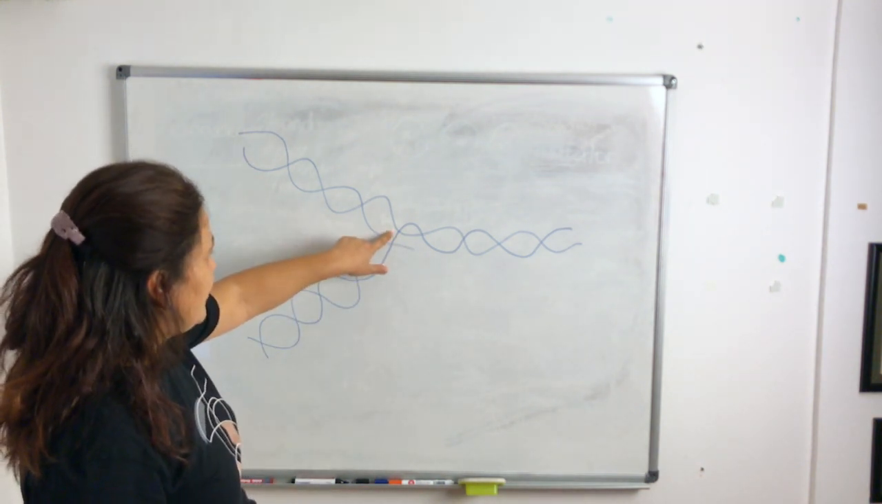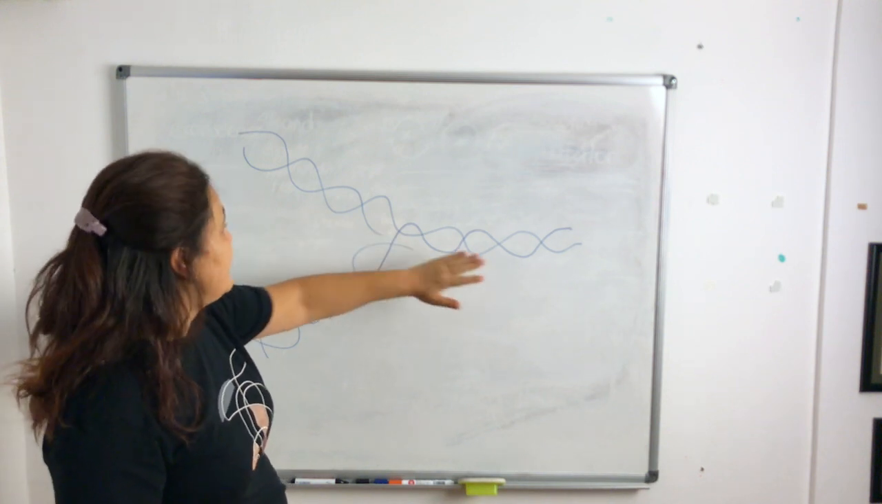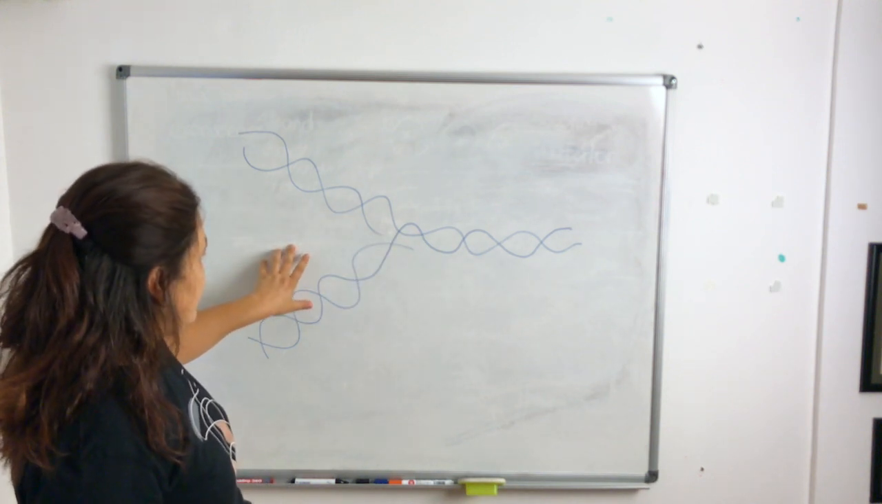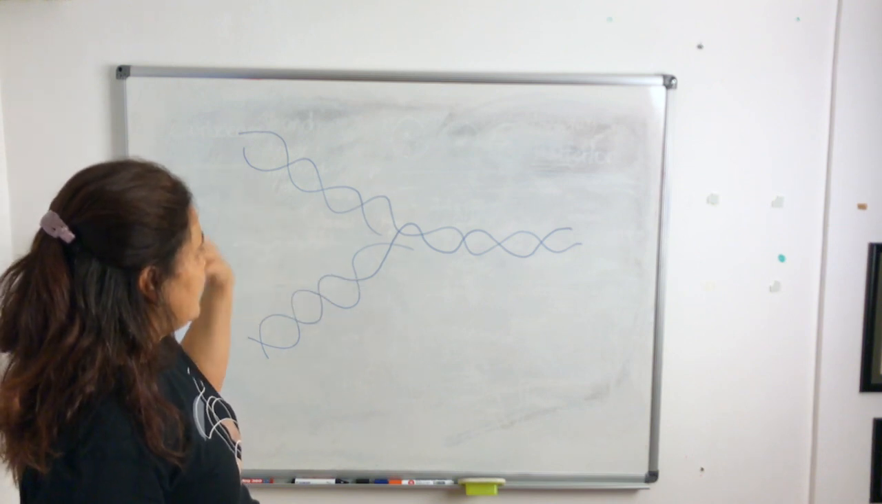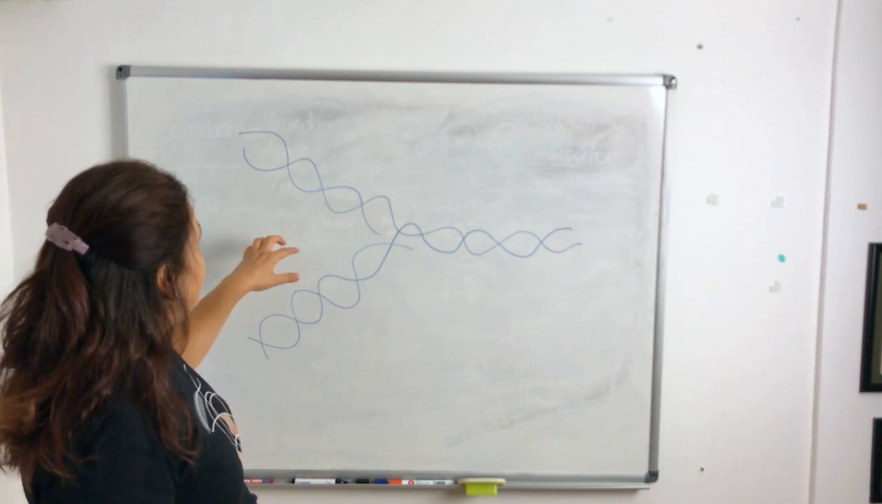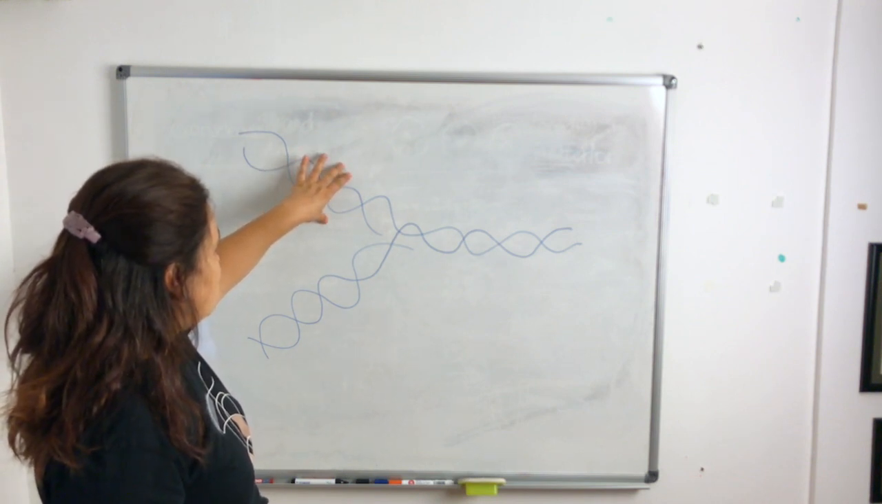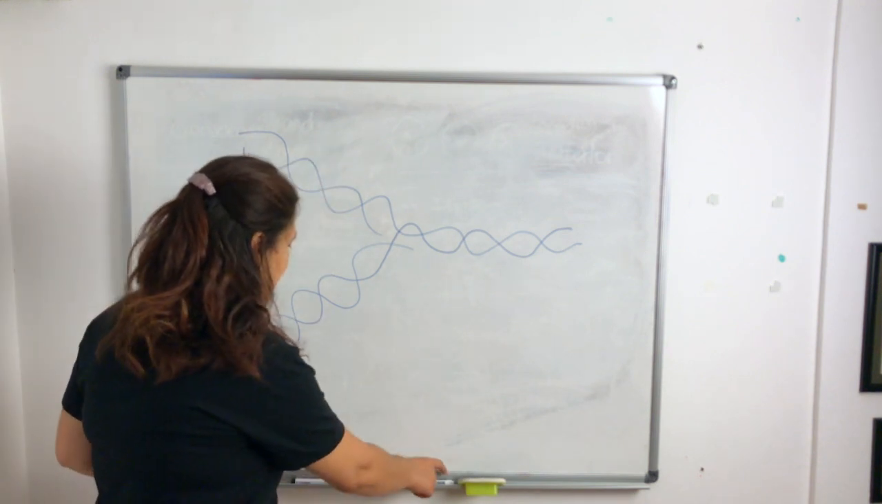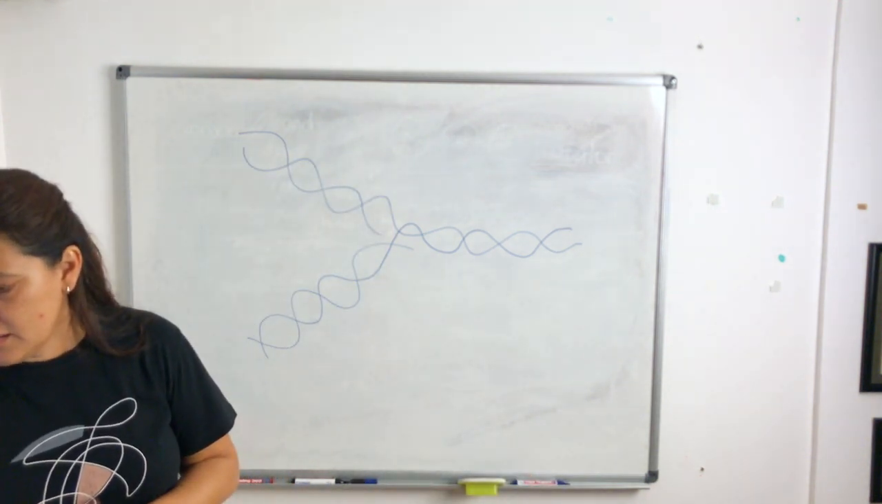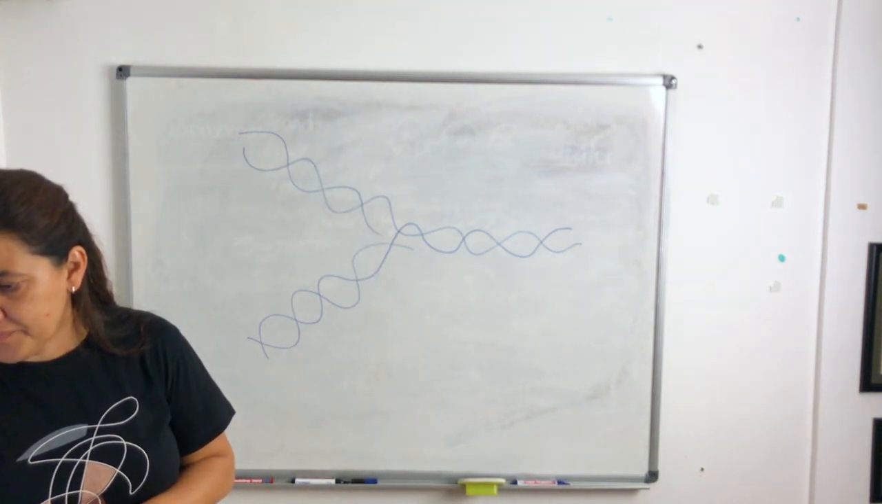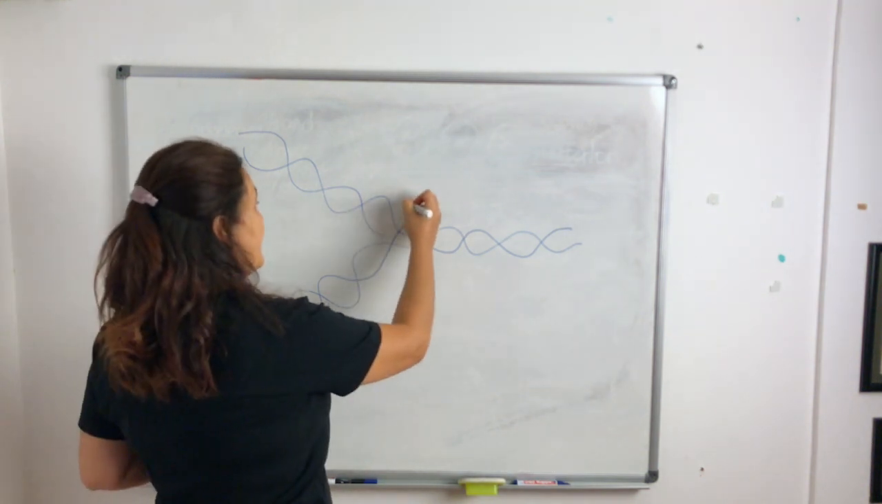This is the replication fork. This is the old duplex, and these are the newly synthesized duplexes. One is the lagging strand, so it is in pieces, and the other one is the leading strand, so it is in one full strand. And the enzymes will look like this, here.